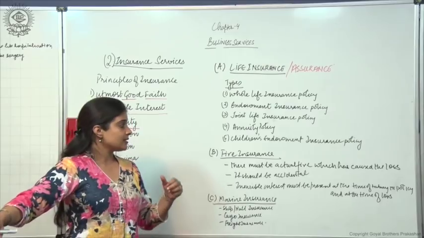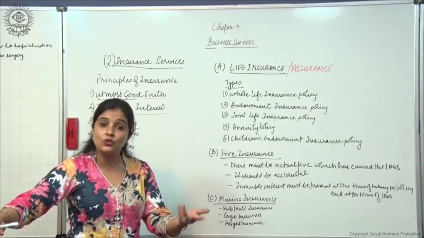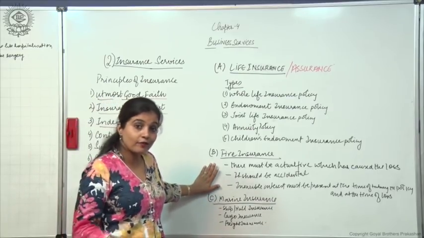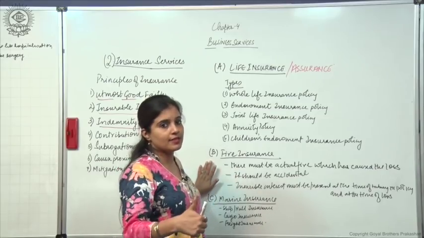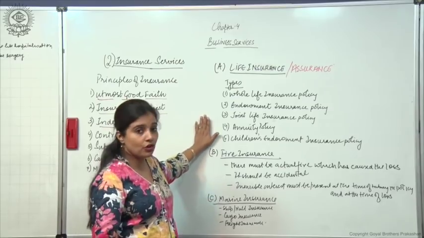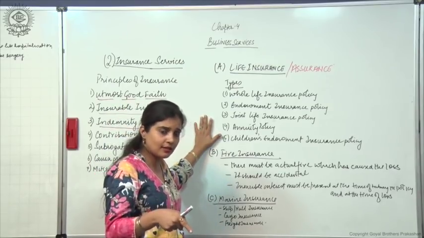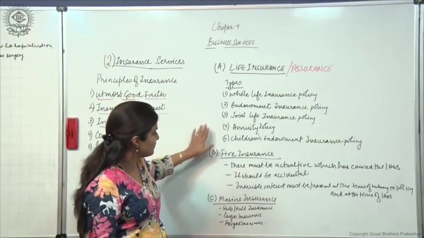Why? Because I had insurable interest at the time of taking the policy, but at the time of loss I do not have insurable interest. So it is important in case of fire insurance, insurable interest should be present at the time of taking the policy as well as at the time of the loss. Whereas in life insurance, your insurable interest has to be present at the time of taking the policy. At the time of the loss it may be there or it may not be there, right?